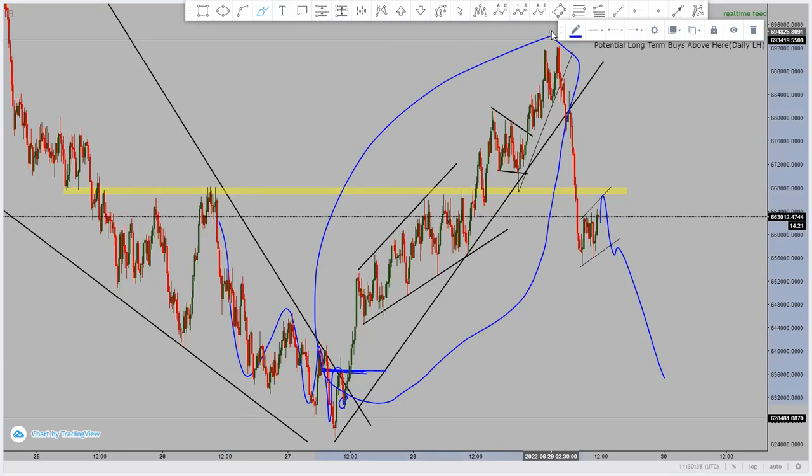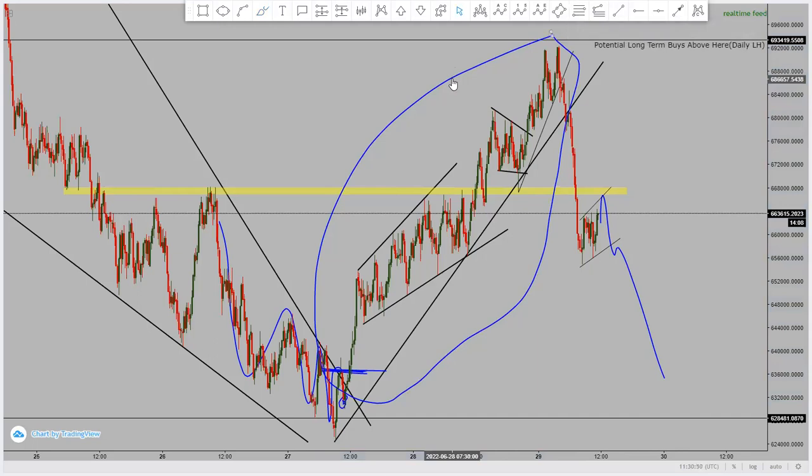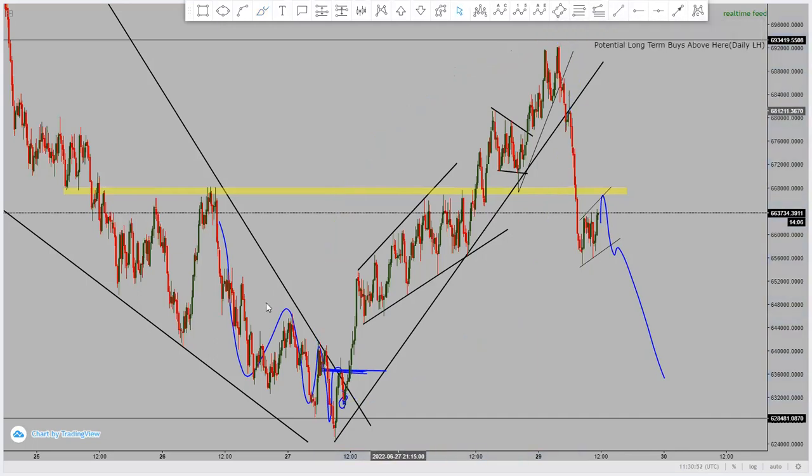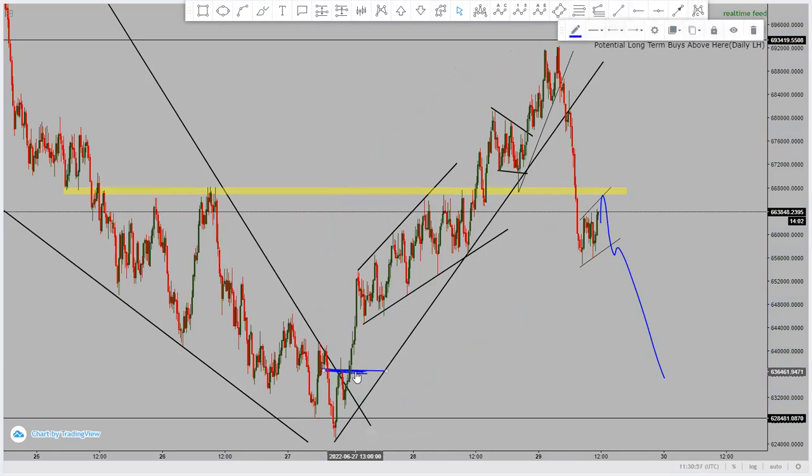Are we together? So the shift in market structure that you saw happening on the smaller time frames, it now has to happen on a bigger time frame. Once you see it happening on a bigger time frame, know that those buys are going to hold longer than these ones that happened just based on a shift in market structure of a lower time frame.